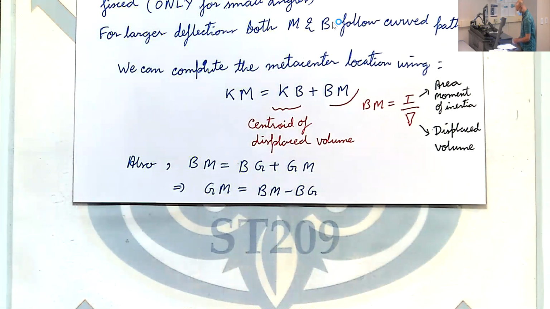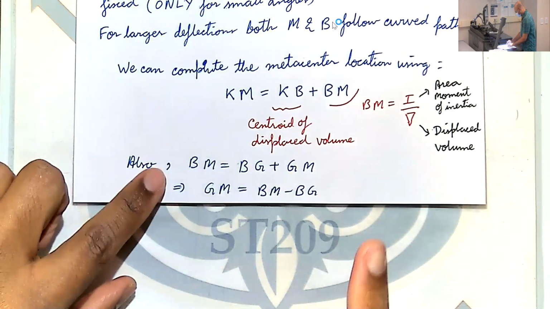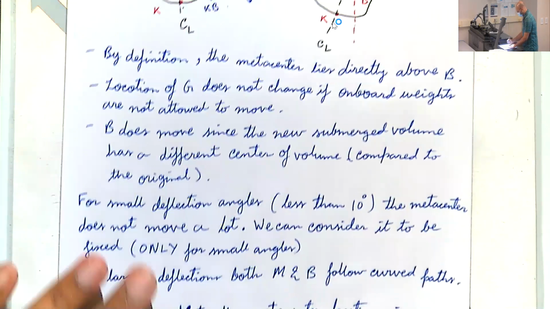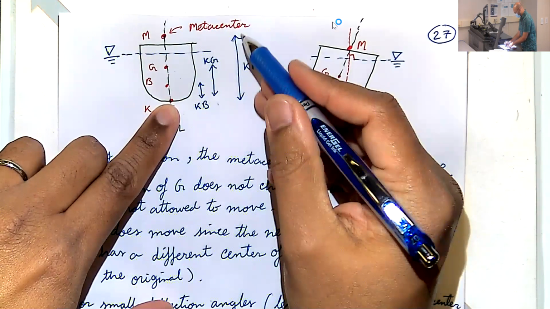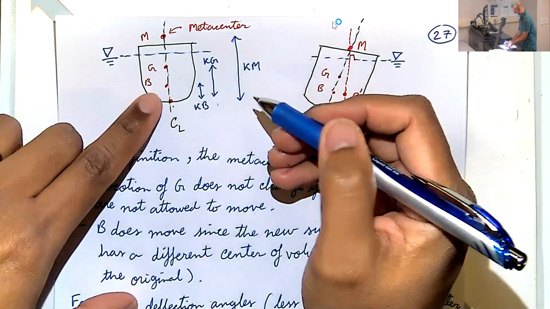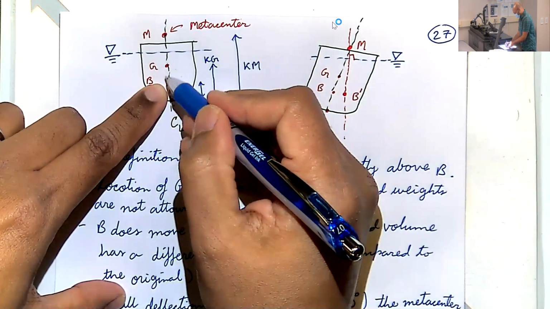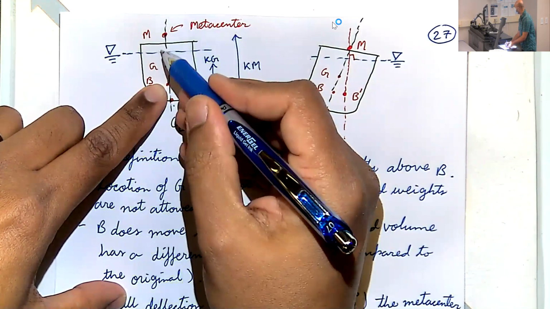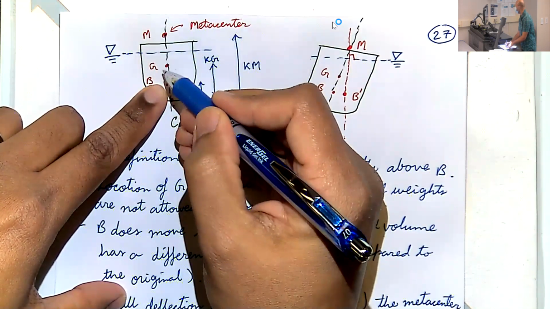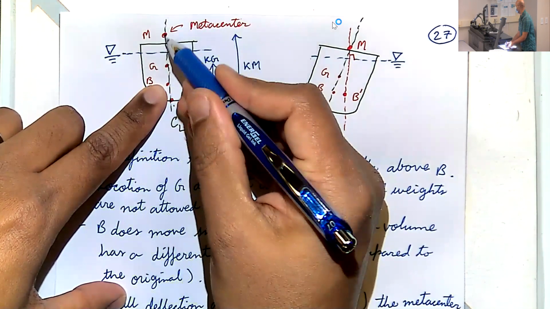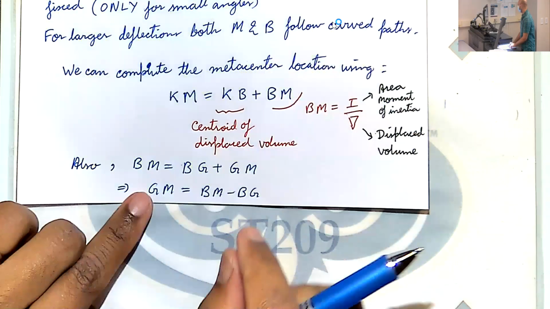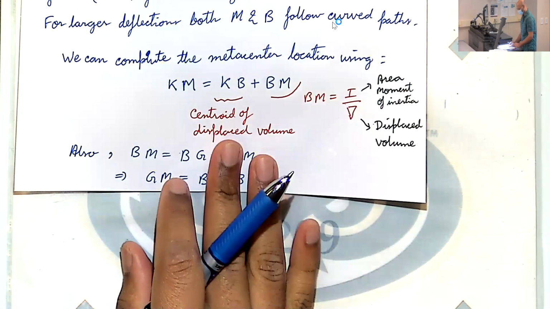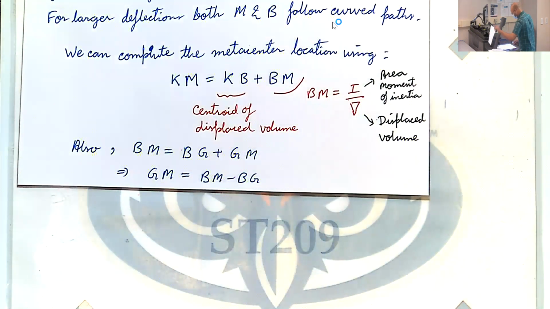Okay. So let me go back to the sketch. Keel to metacenter, KM, is one distance we talked about. Center of buoyancy to metacenter is BM. And you see here BM is equal to BG plus GM. That's basically what I wrote at the bottom here. BM is BG plus GM. And this gives us a way to compute the GM, which we want.